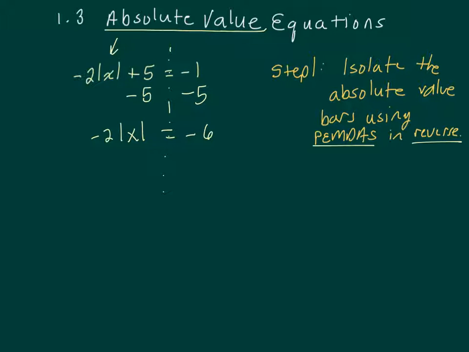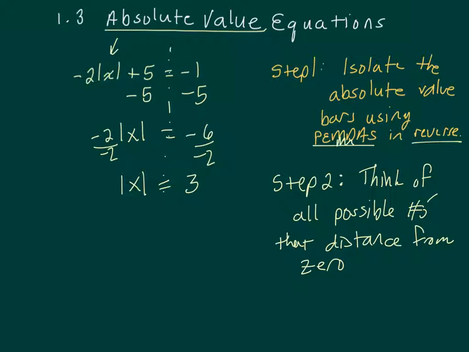And then look to see if there's any multiplication or division to do. They multiply by negative 2, I'll divide by negative 2. And now I'm left with the absolute value of x equals a positive 3. And then here's where things get a little bit different.